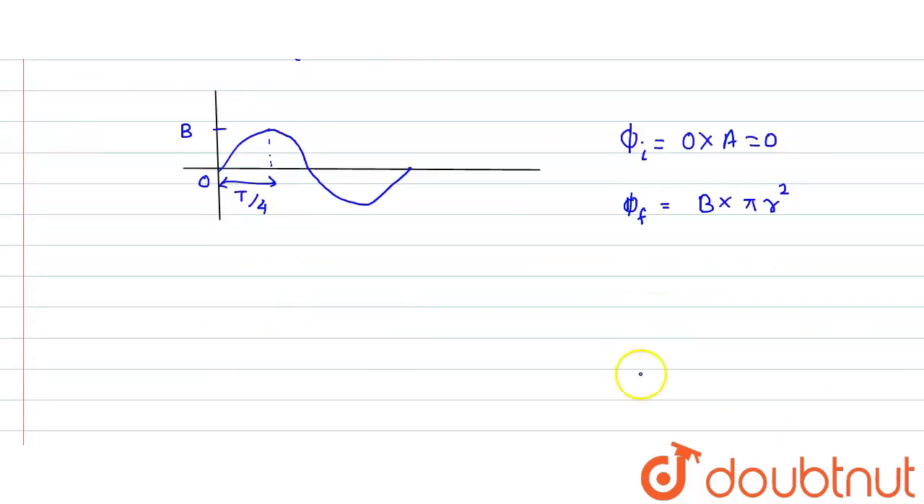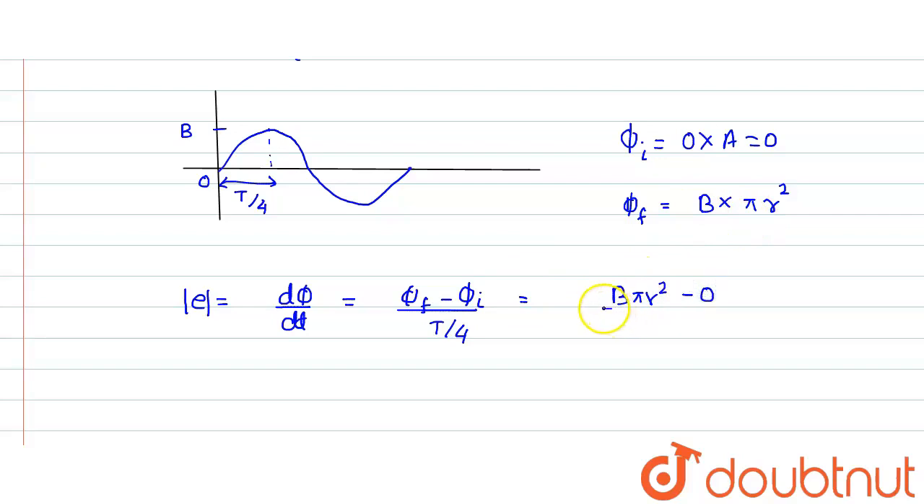So what would be the change, d phi over dt? It would be equal to the final flux minus the initial flux divided by the time. What is the time from here to here? The time is T by 4. This value would be equal to the magnitude of induced EMF. If we put the values, B pi r square minus 0 divided by T by 4. Putting the 4 in the numerator, it is 4 times B pi r square divided by the time period.